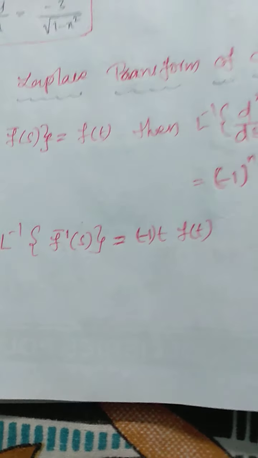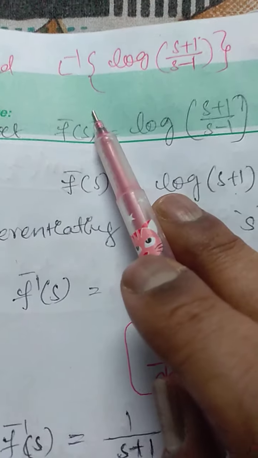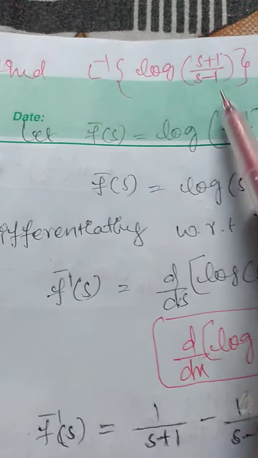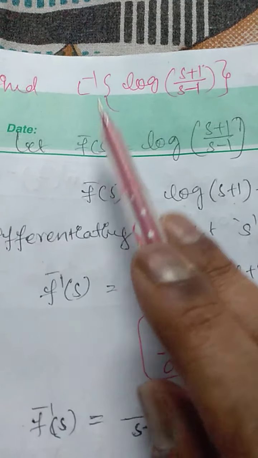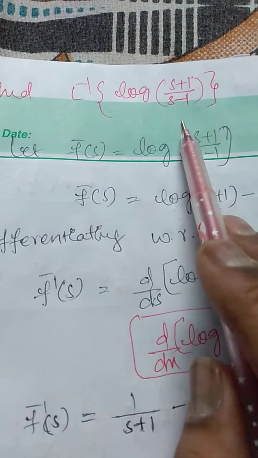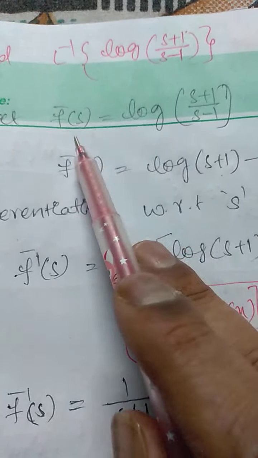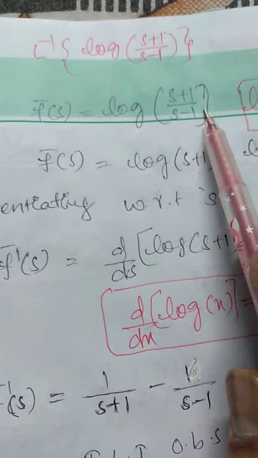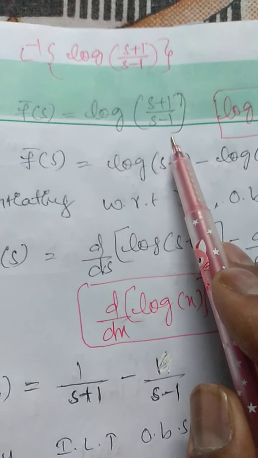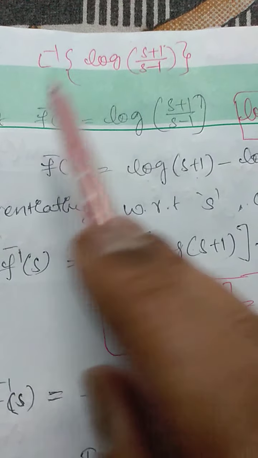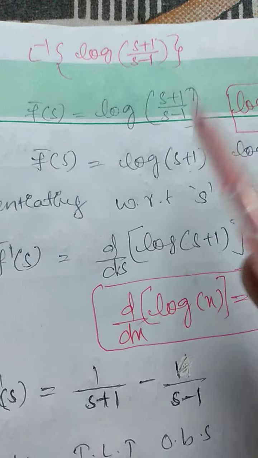Let us discuss one problem. Now read the first question. Find L inverse of logarithm of (s plus 1) divided by (s minus 1). First of all, let us assume f bar of s is logarithm of (s plus 1) divided by (s minus 1).